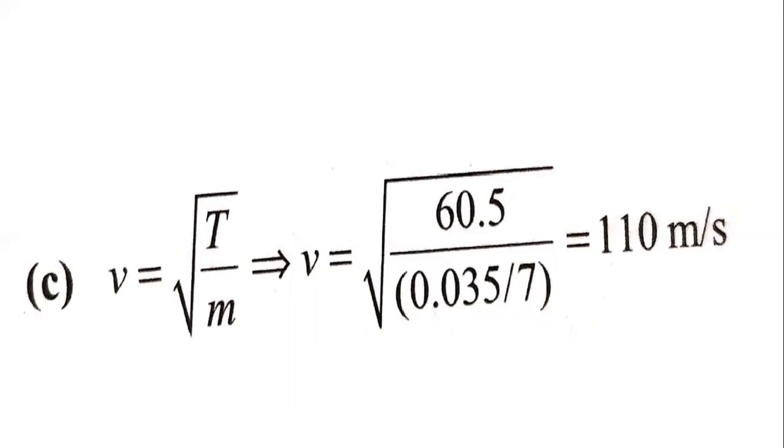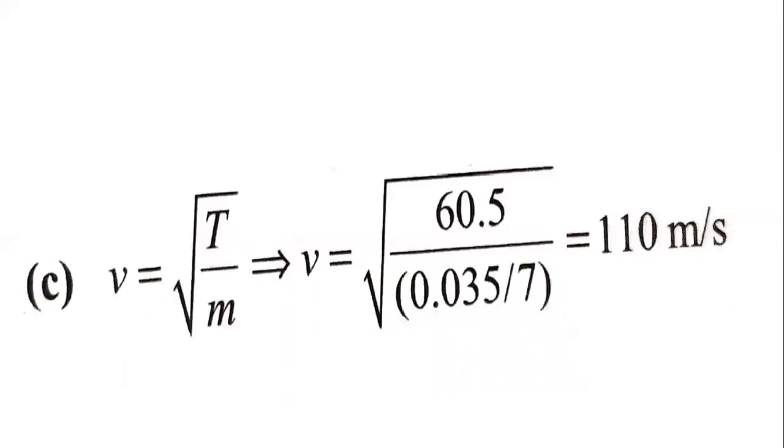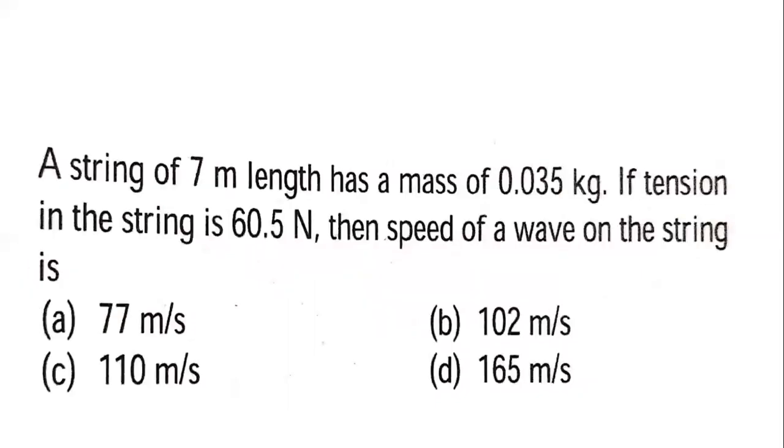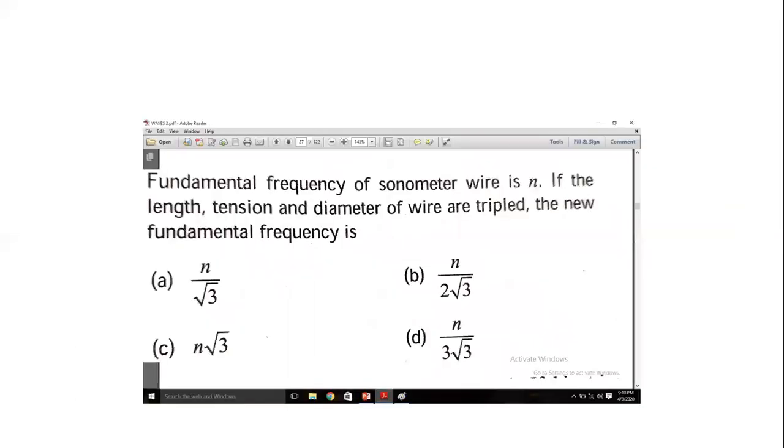So substitute the values here. Tension is given as, just go to the question, 60.5 Newton divided by mass per unit length, which will be mass 0.035 divided by length 7. Just simplify that. Your answer will be 110 meters per second. So simple question. Let's go to the next question.